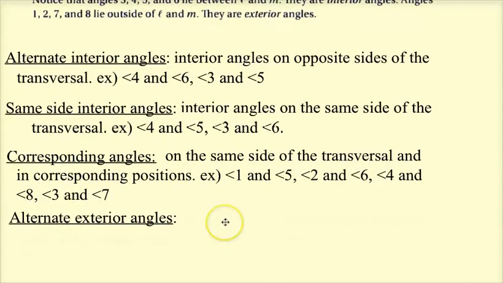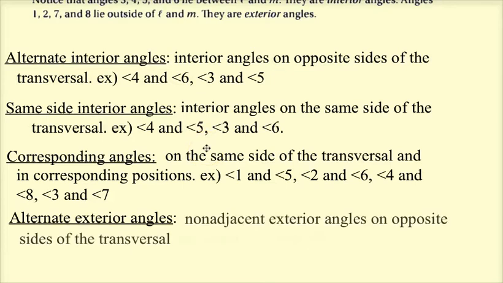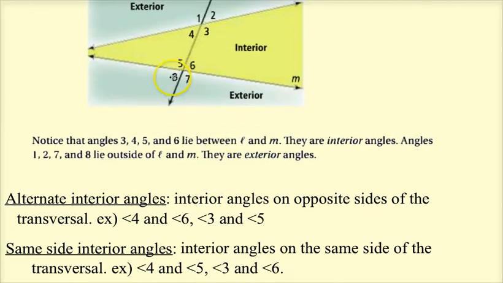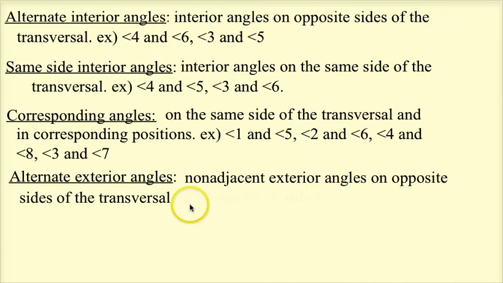And the last type of angle we have is alternate exterior angles. Our exterior angles are outside of those two lines. They're non-adjacent exterior angles on opposite sides of the transversal. Adjacent would mean they'd be next to each other, like 7 and 8 are adjacent, but these are non-adjacent exterior angles on opposite sides of the transversal. So 1 and 7 are alternate exterior angles, and 2 and 8 are alternate exterior angles.